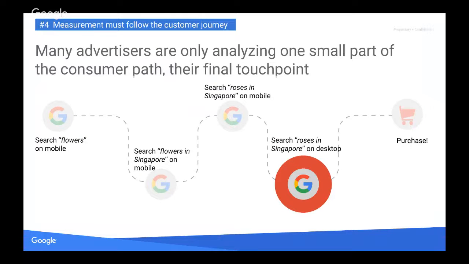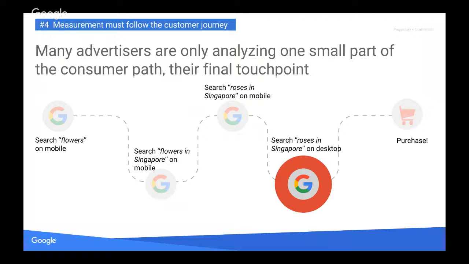Number 4, measurement must follow the customer journey. The vast majority of our advertisers are still using the last click model, which only measures a user's final touch point. So let me just give you an example. Aru wants to buy flowers for his loved one, maybe a girlfriend, maybe his mother, and he wants to know exactly which florist would satisfy his needs. So he carried out several searches. First of all, he searched flowers on mobile, and then later on he became more specific. He searched flowers in Singapore on his mobile as well.